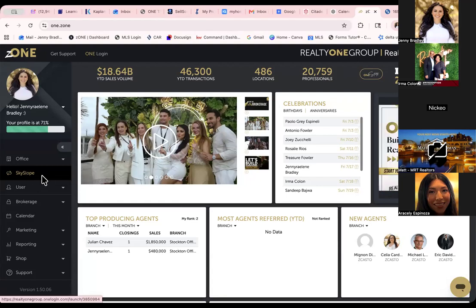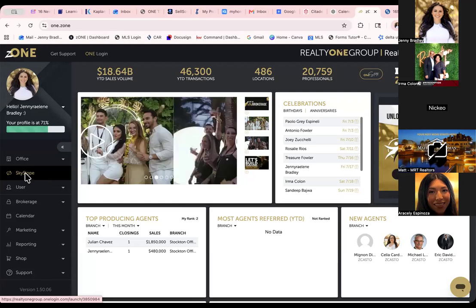So once you're on One Zone, you are going to click Skyslope right here on the left-hand side. And Erica and Amanda, I know you guys are in here, so if I miss anything or if you guys want to add on to anything I have to say, please do.